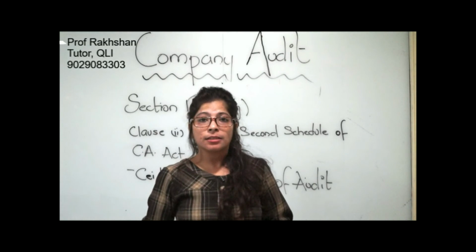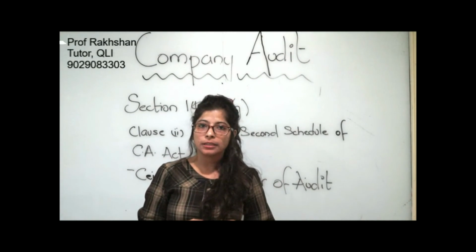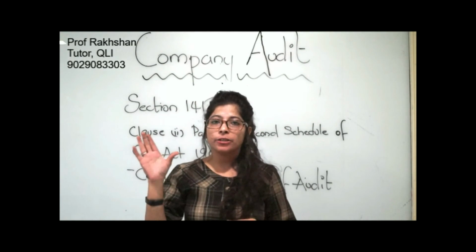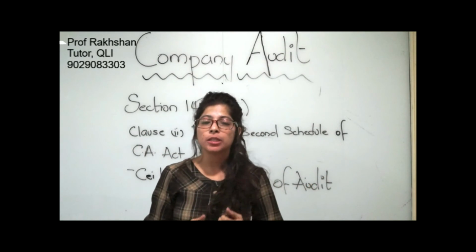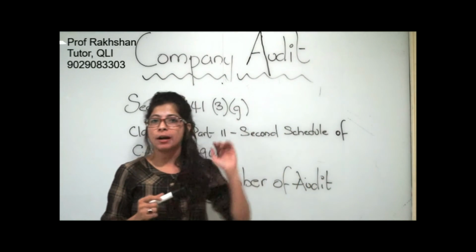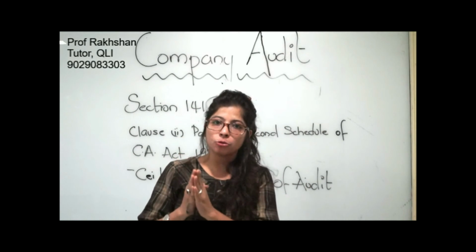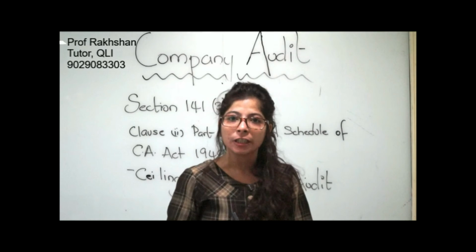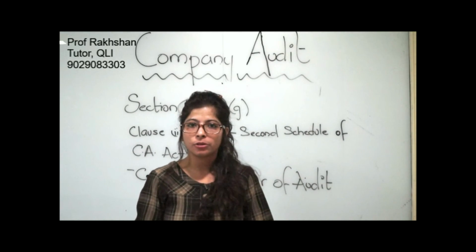We have discussed Section 141 of the Companies Act 2013, which talks about eligibility, qualification and disqualification of a person to be appointed as an auditor of the company. We studied subsections 1 and 2, which talk of eligibility and qualification, and then we had subsection 3, which talks of disqualification.